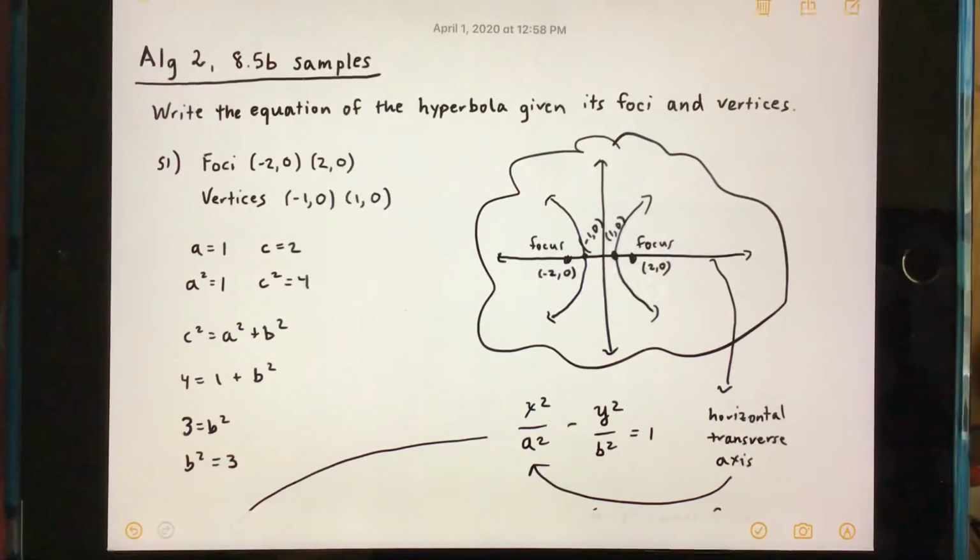Hello, Algebra 2. We're going to go over 8.5b samples. In this set of samples, we will write the equation of the hyperbola given its foci and vertices. Remember, foci is the plural for the word focus.